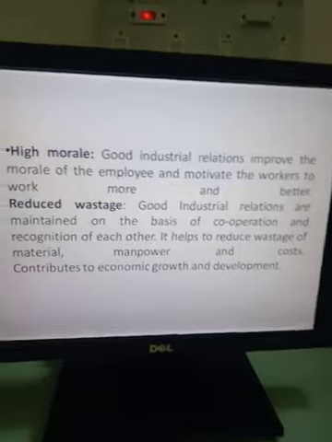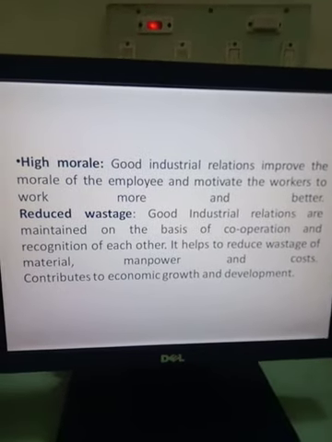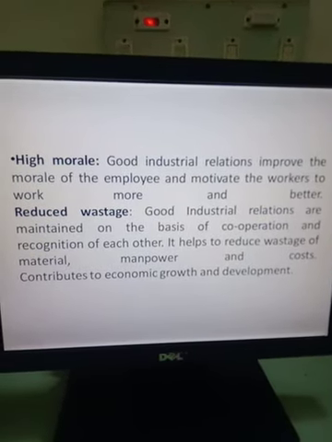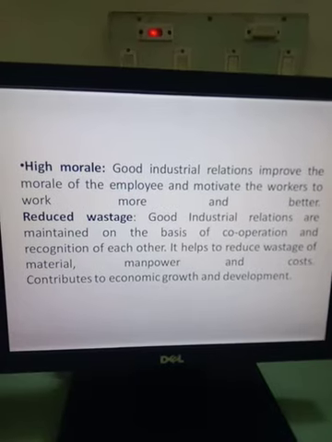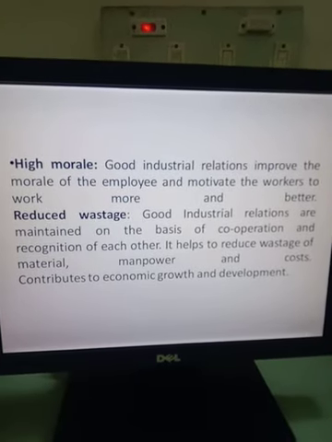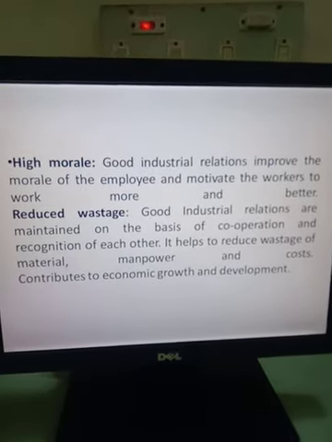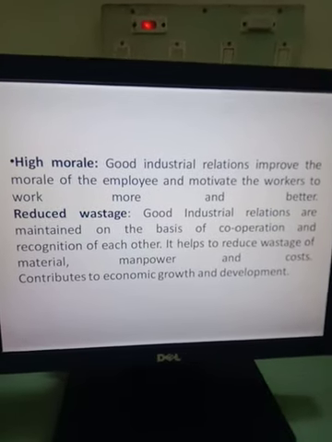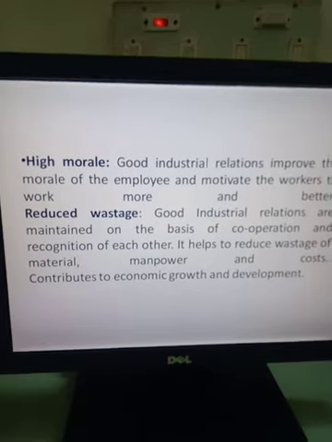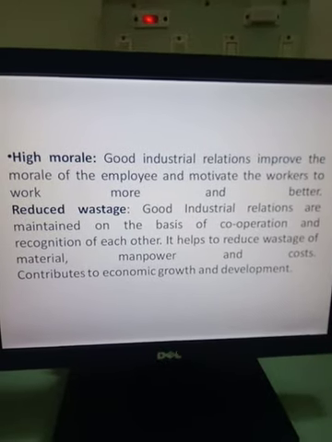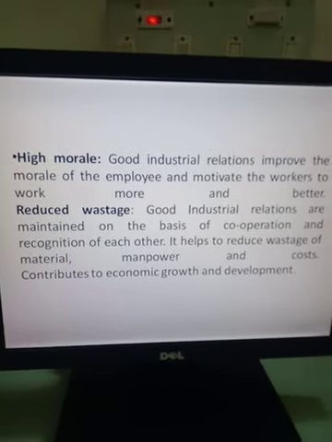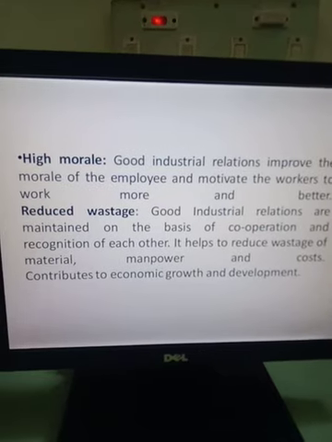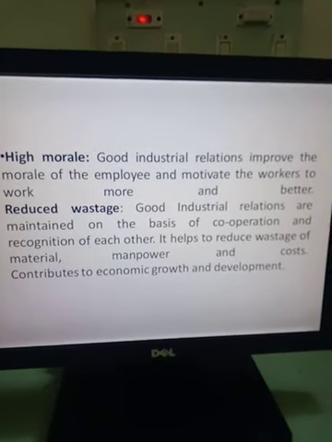Next one, high morale. In the sense, good industrial relations improve the morale of the employee and motivate the workers to work more and better. So when you are coming to the college, what is the morale of you? You have to study and prepare notes and be ready to write the examination. This is the common thing.